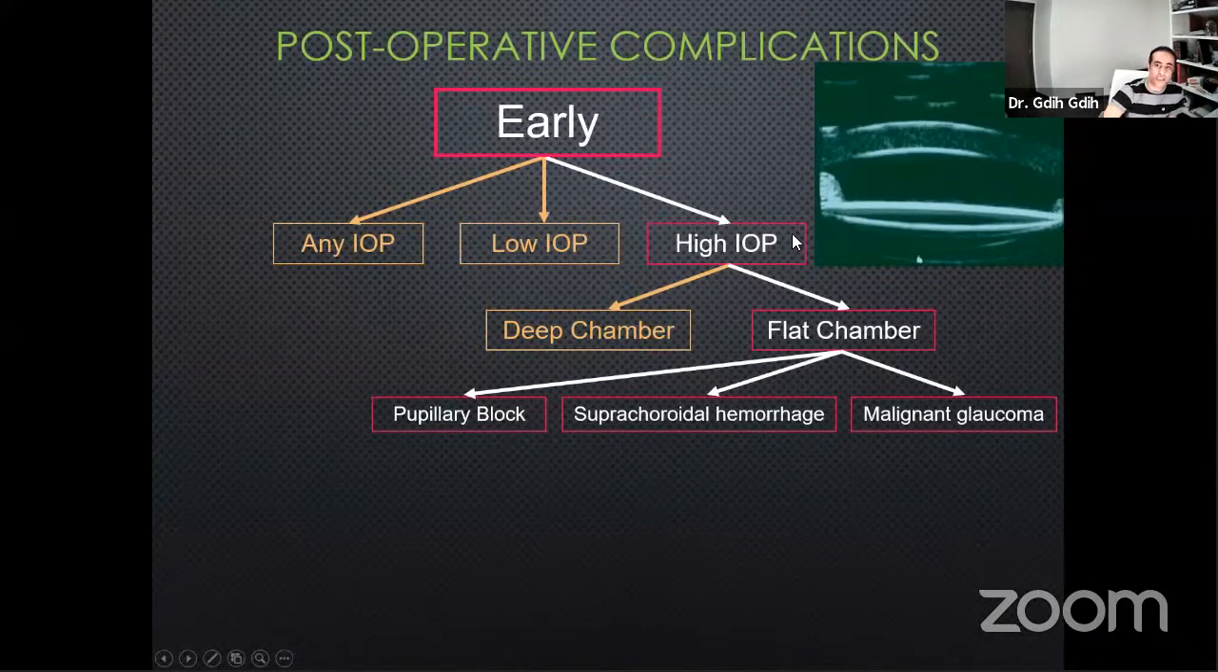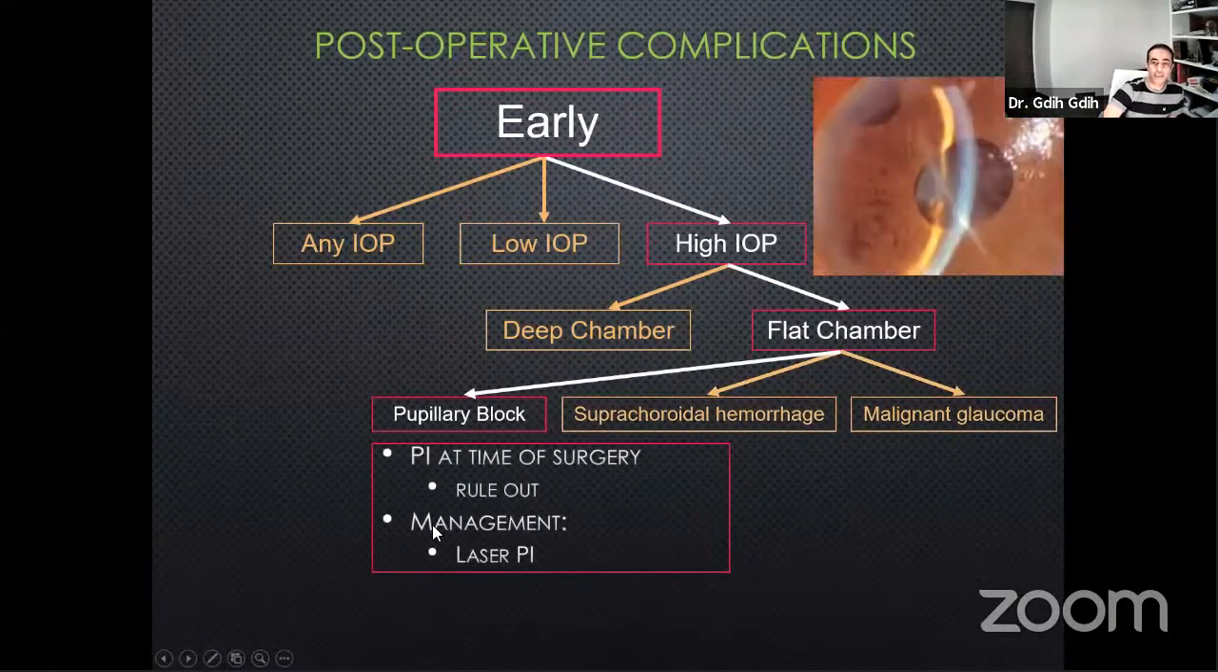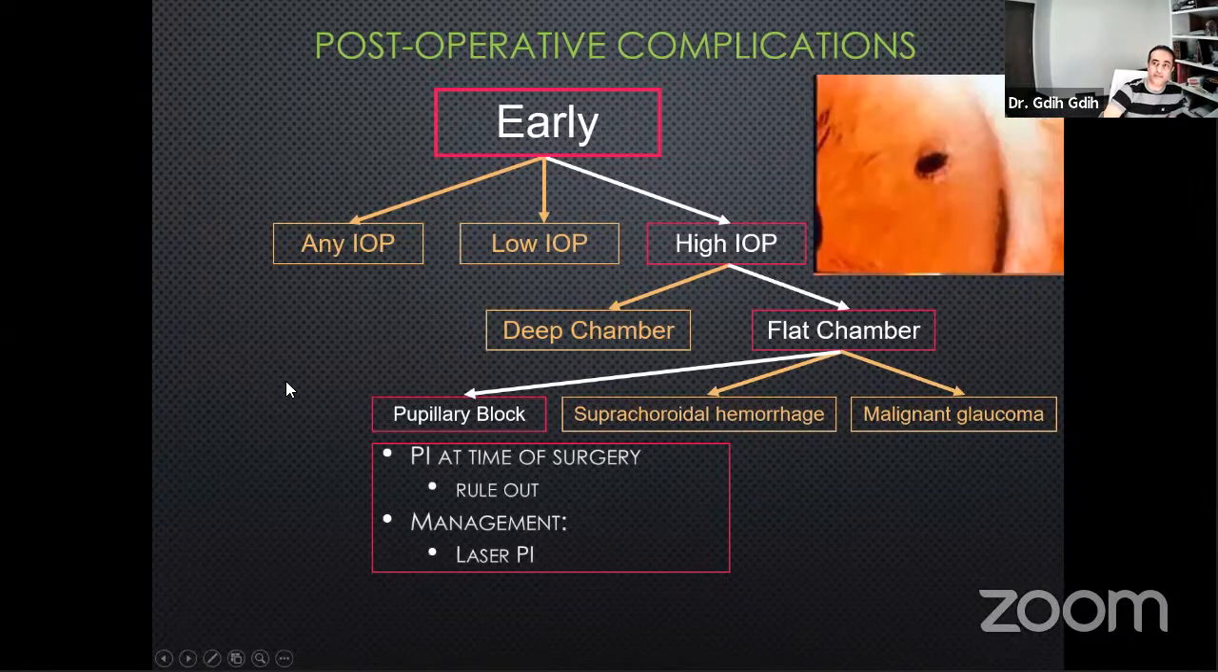Okay, now back to the early high pressure flat anterior chamber. So what could this be? It could be pupillary block, suprachoroidal hemorrhage, or malignant glaucoma. If it is pupillary block, first of all, rule out by looking at whether there's any surgical PI. If there is a surgical PI and it's open, that will rule out pupillary block. If there is no surgical PI in that patient, the management will be laser PI, and that's it, done.